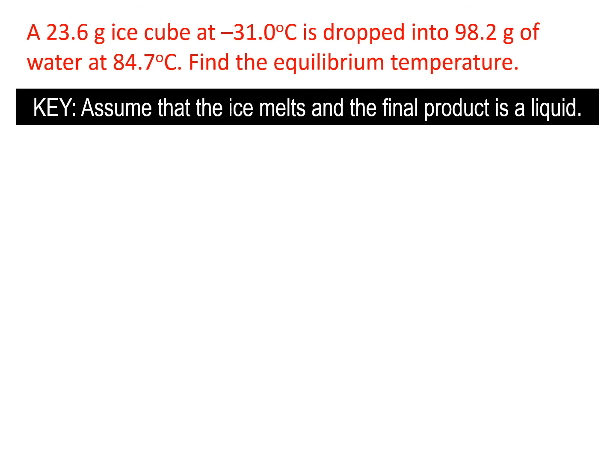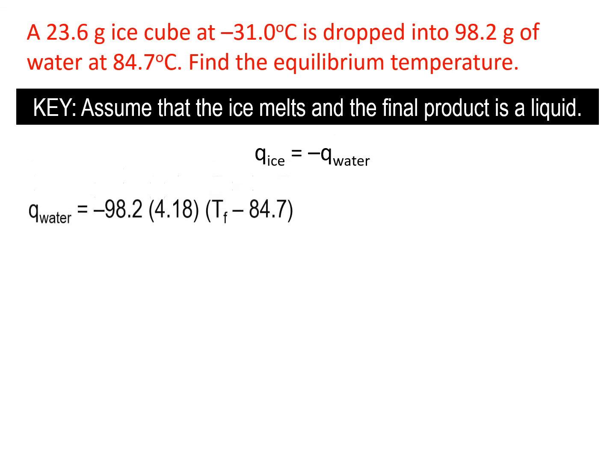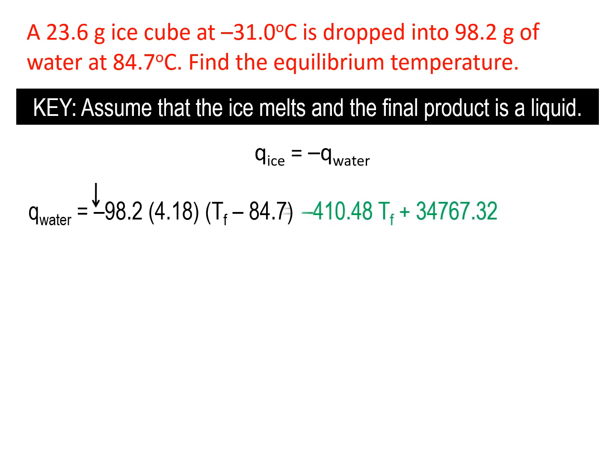This is find the equilibrium temperature. That is essentially the final temperature. The heat from the water is going to equal the heat gained by the ice. The heat is going to go from the water to the ice cube. Remember, the water is at the higher temperature, so the heat flows from the higher temperature to the lower temperature. So your heat is going to be negative for the water.